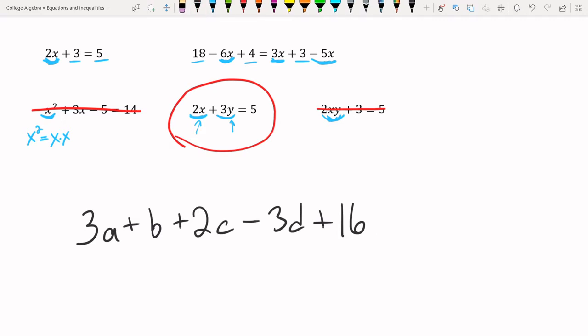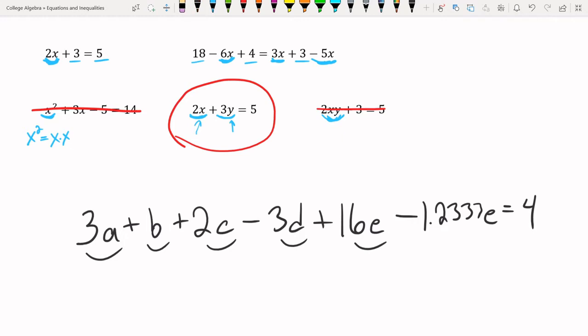Let's do e minus 1.2333e equals 4. All of these variables, I should say this one's f, are not multiplying another variable. Therefore, this whole equation is linear, just linear in 6 variables. So it could be linear in 6 dimensions, that kind of idea.